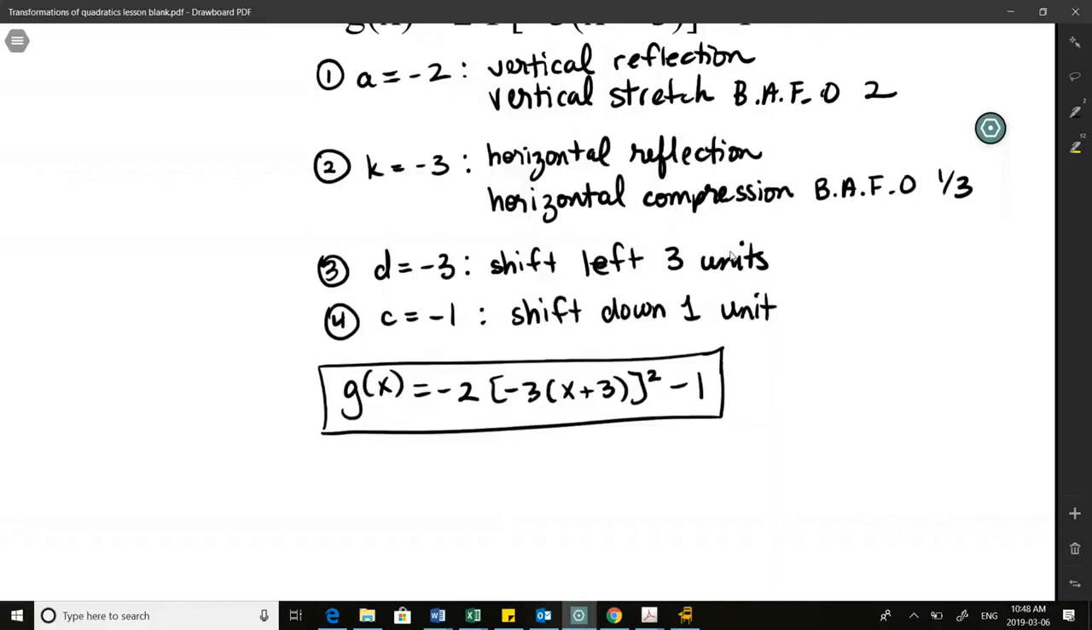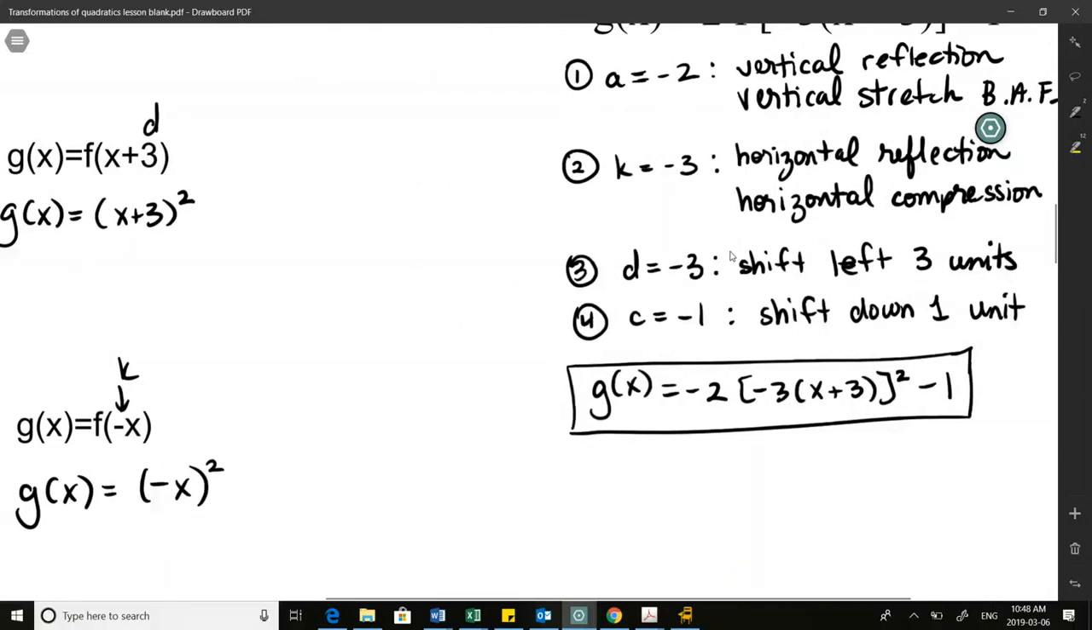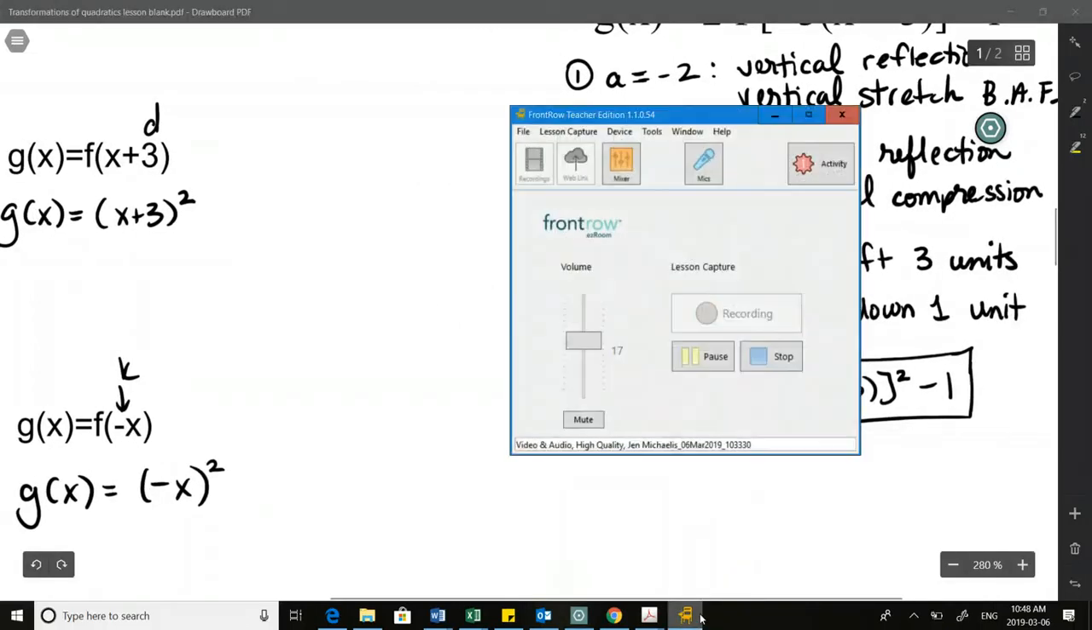Any questions? Do we all feel pretty good about identifying A, K, D, C and writing their transformation at this point? Yeah? Okay. So if you can do that, this is the last little piece of the puzzle. Do you guys feel like you need a quick 2-minute break before we do the graphs? Okay, 2 minutes and then we'll do the graphs.